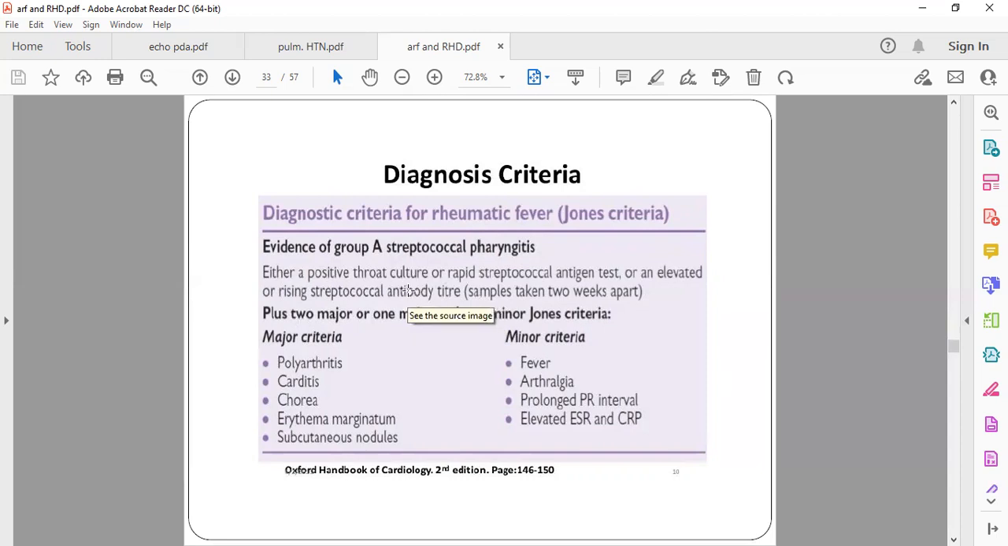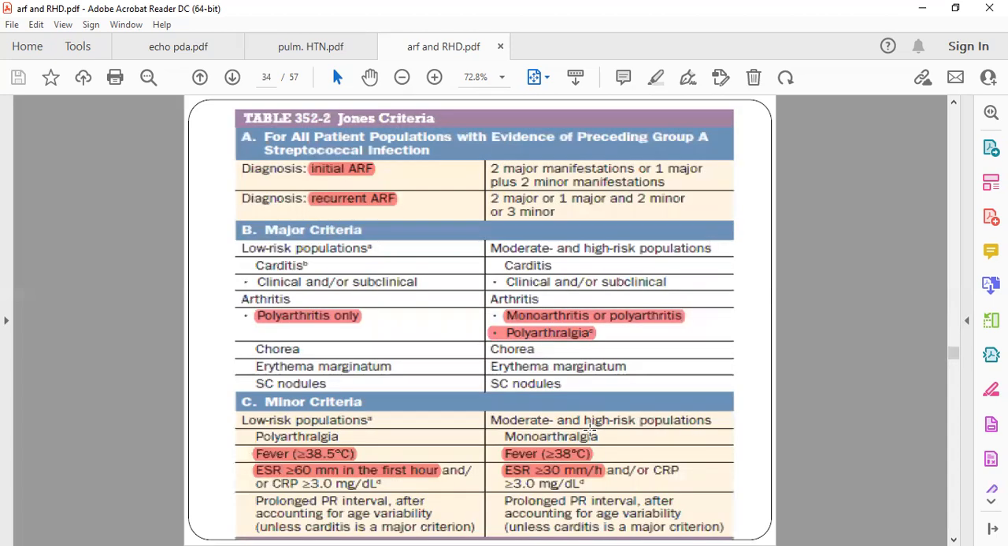Along with that, there should be two major or one major with two minor criteria. Major criteria include polyarthritis, as we have already discussed, carditis, that is heart involvement, chorea, erythema marginatum, and subcutaneous nodules. Minor criteria include fever, arthralgia, that is joint pain without inflammation, prolonged PR interval, as we have already explained, and elevated ESR and CRP.